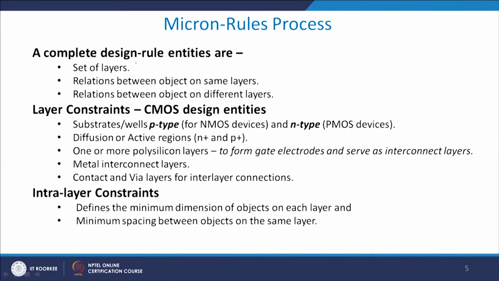Micron rule is a set of layers, as I discussed with you earlier. Your lambda based design rules are based on the fact that you have a minimum length of lambda, and typical line widths are 2 lambda. If you take 2 lambda as your dimension, and then take even or odd multiples of it, you automatically start getting the scaled design. So you can have 2 lambda, 3 lambda, 4 lambda, 5 lambda as a scaled design, and so on. In the micron based design rules, the complete design rule entities are a set of layers, the relationship between objects on the same layer, and the relationship between different layers.